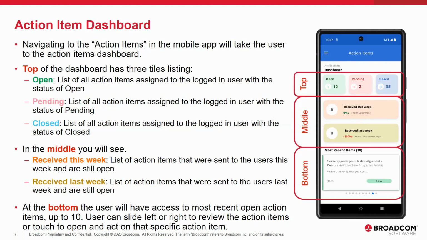And finally, at the bottom of the dashboard will be a list of most recent action items, up to 10, which means if the user has more than 10, that list would only show 10 action items. The user can slide left or right to review those action items, as well as touch on any one of those action items to open it up and then act on that specific action item.